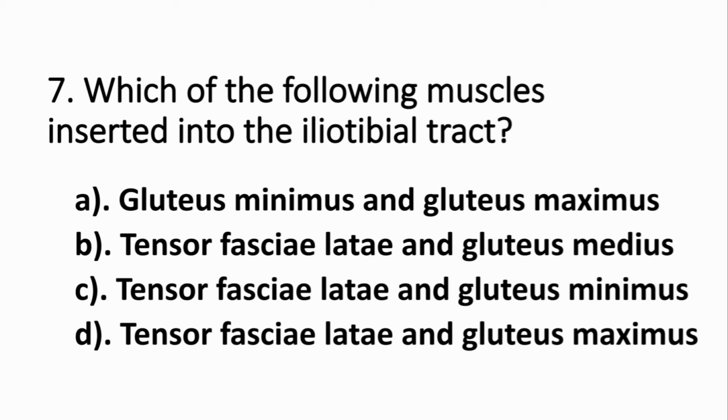Question number 7. Which of the following muscles are inserted into the iliotibial tract? Option A, gluteus minimus and gluteus maximus. Option B, tensor fasciae latae and gluteus medius. Option C, tensor fasciae latae and gluteus minimus. Option D, tensor fasciae latae and gluteus maximus. The answer is option D.